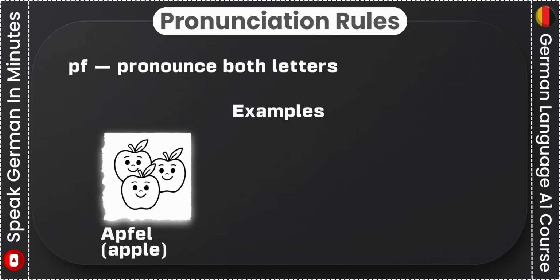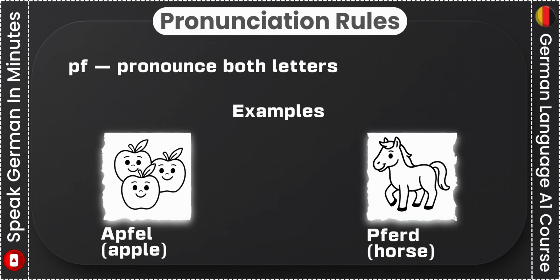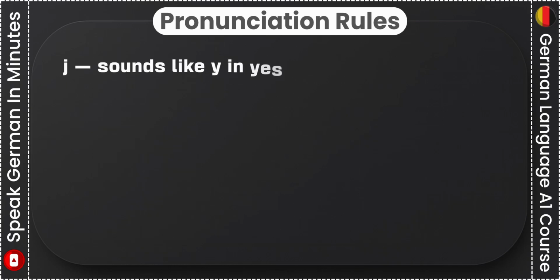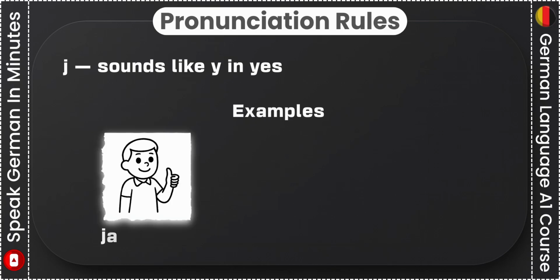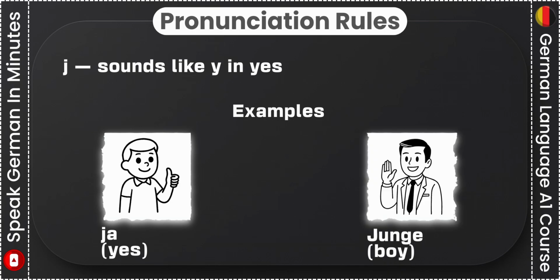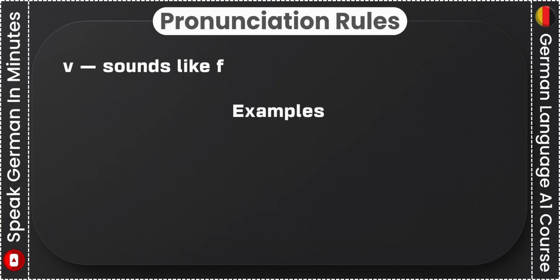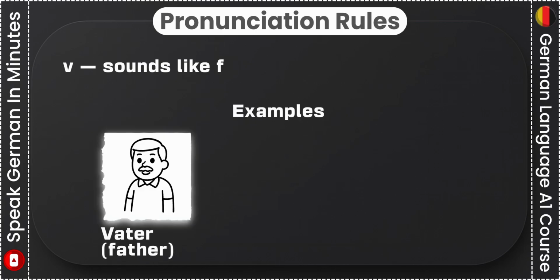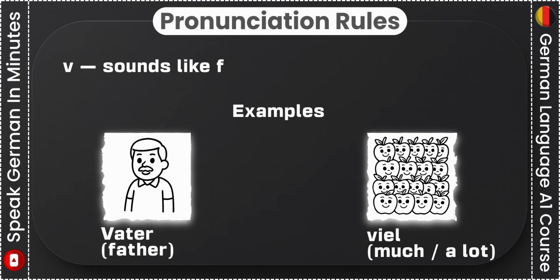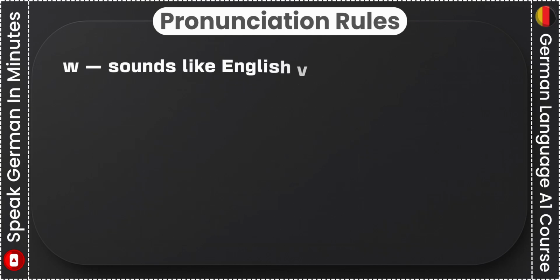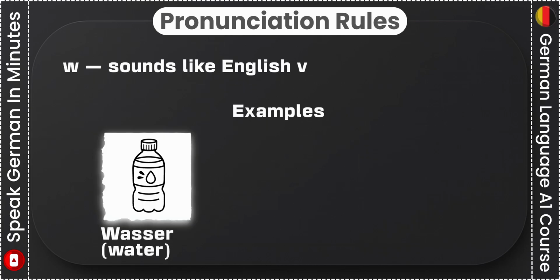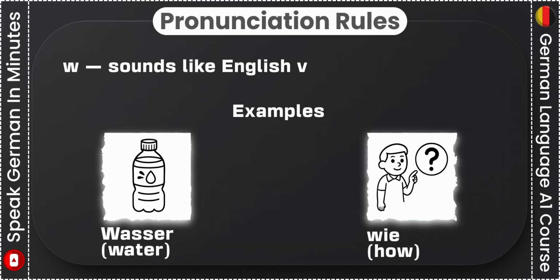PF: pronounce both letters. Examples: Apfel, Pferd. J sounds like Y in yes. Examples: ja, Junge. V sounds like F. Examples: Vater, viel. W sounds like English V. Examples: Wasser, wir.